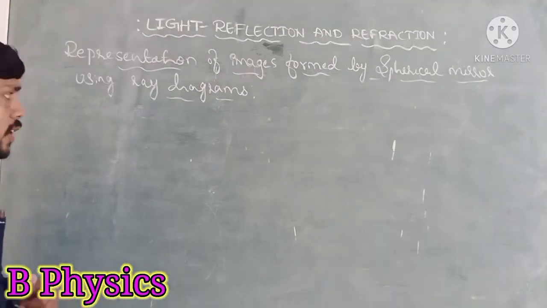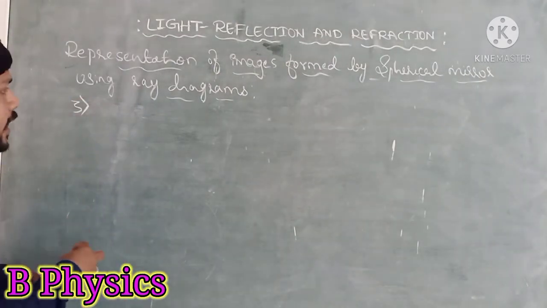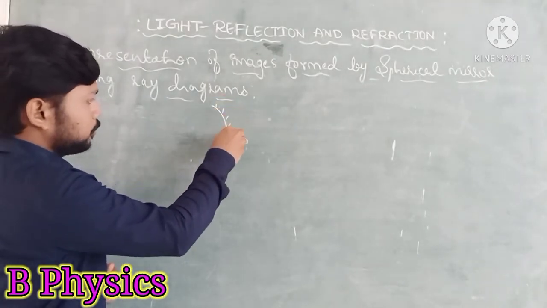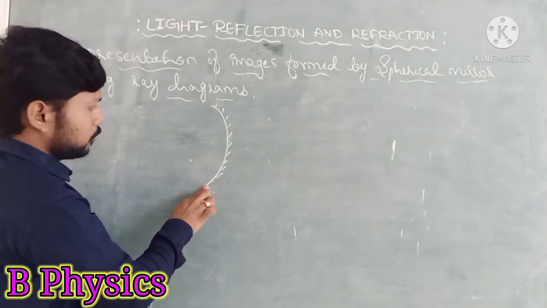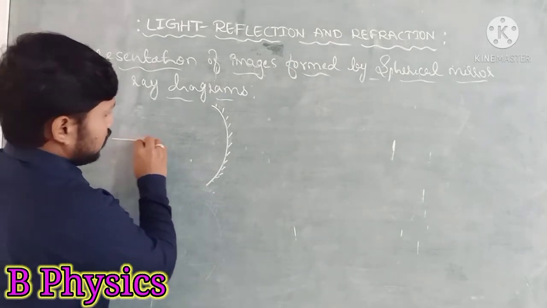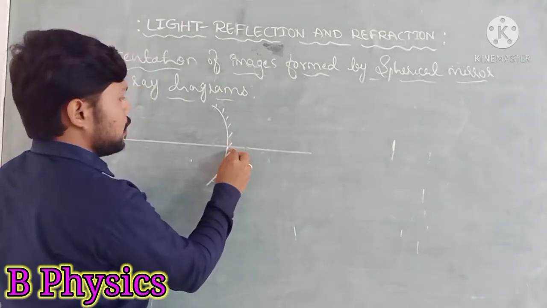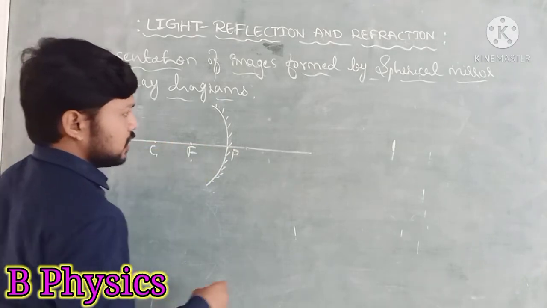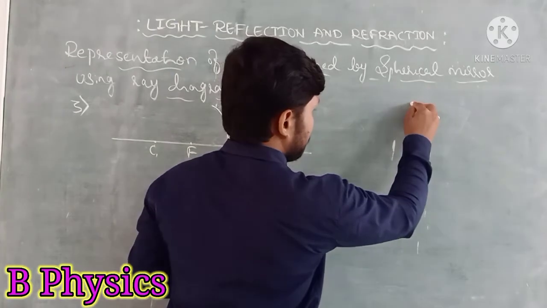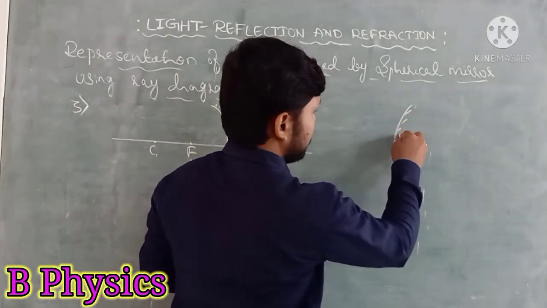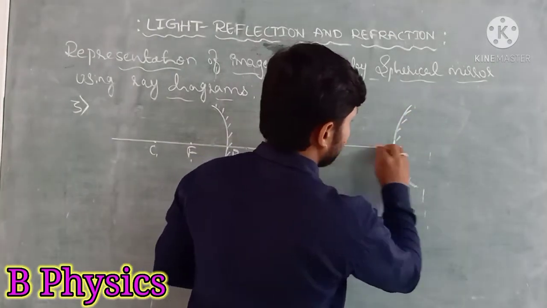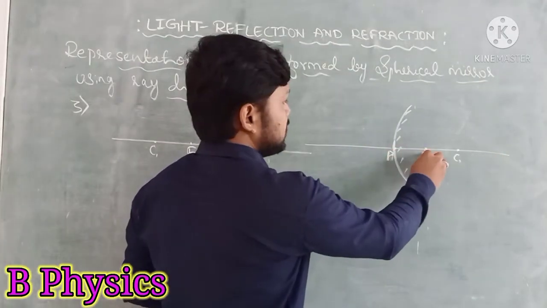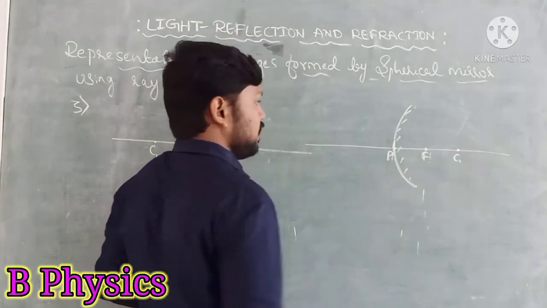So the next, third rule is, again draw a concave mirror and principal axis, label pole of the mirror, focus and center of curvature. Similarly, draw a convex mirror, principal axis, label pole of the mirror, principal focus and center of curvature.